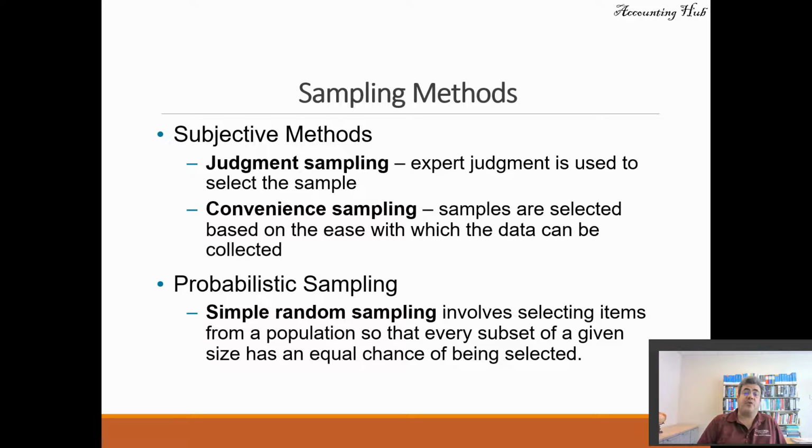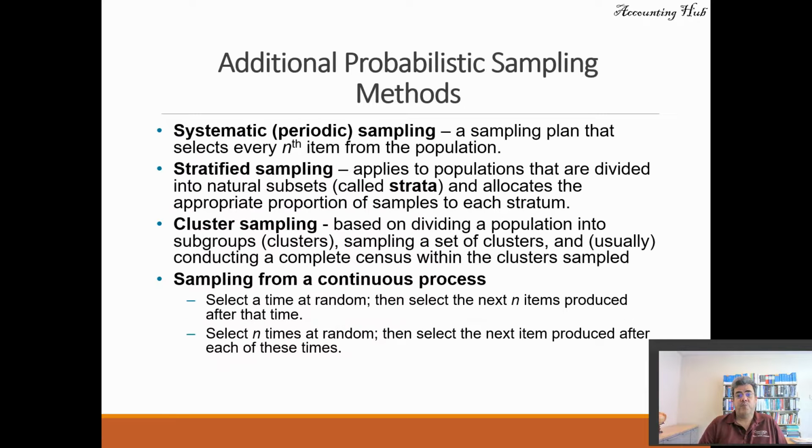Simple random sampling involves selecting items from a population so that every subset of a given size has an equal chance of being selected. And we can do that in a lot of different ways. Systematic sampling is a sampling plan that selects every nth item from the population. That is what we will be working with.